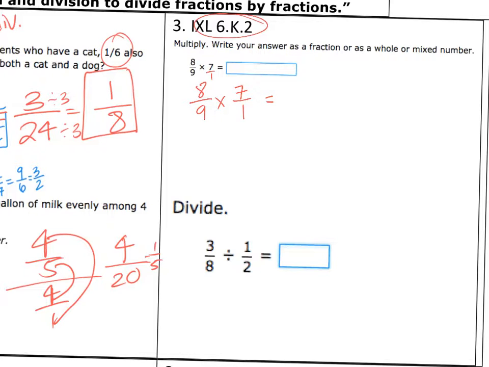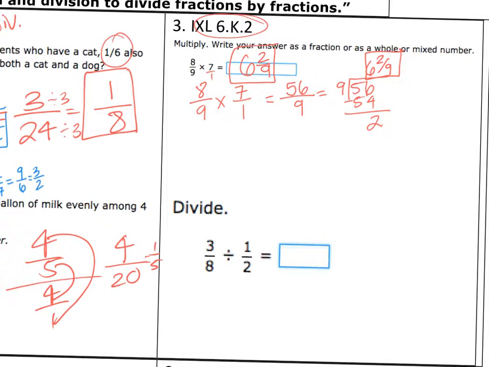8 times 7 is 56. 9 times 1 is 9. How many times does 9 go into 56? Let's see if it can even be divided by 9 evenly. And it can't be, but we can turn that into a mixed number. 9 goes into 56 6 times, and it's 54. You have 2 left over, so that's 6 and 2/9. So 6 and 2/9.